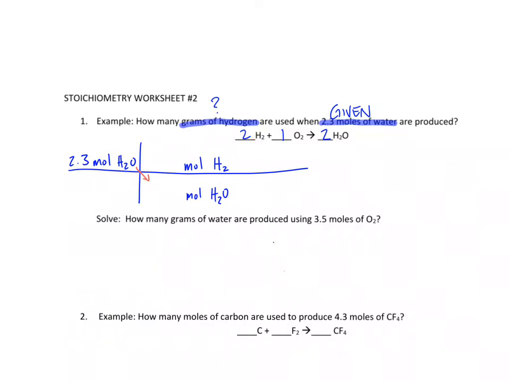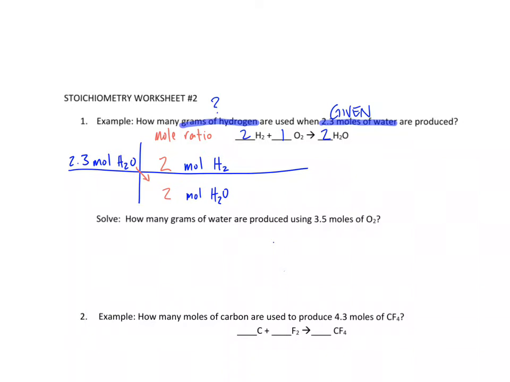Okay, so I'm going to add a little note here that this is my mole ratio. So now look at the coefficients. What's your coefficient for H2? It's a 2. What's your coefficient for H2O? It's also a 2. So now I've got moles of hydrogen.